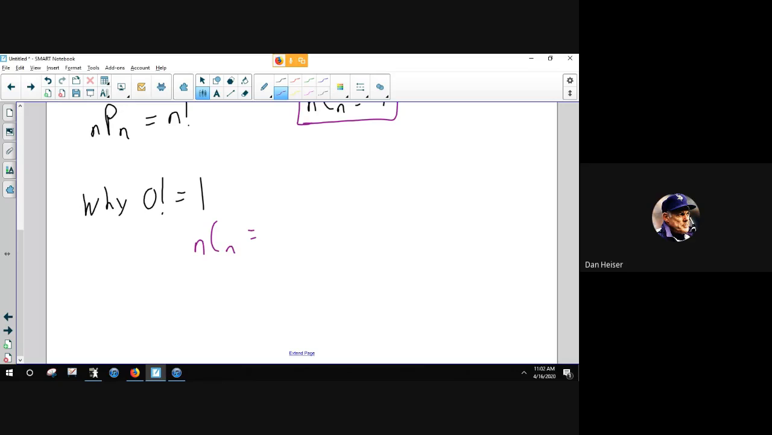It says n factorial divided by r factorial. R in this case is n again. And then n minus n factorial. So what happens here, these cancel. You get 1 over 0 factorial. And we know the answer has to be 1. The only way this works is if 0 factorial is equal to 1 itself.